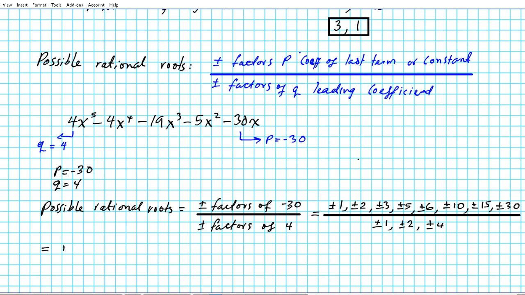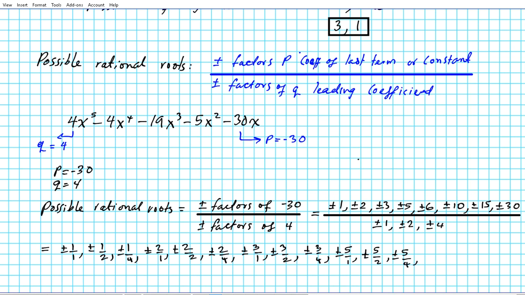So 1 over 1 plus or minus 1 over 1 plus or minus 1 over 2 plus or minus 1 over 4. That's the first combination using the first factor on the top and the 3 on the bottom. And we have plus or minus 2 over 1 plus or minus 2 over 2 plus or minus 2 over 4. That's the next one. And then plus or minus 3 over 1 plus or minus 3 over 2 plus or minus 3 over 4. That's the next one. And then go to 5: plus or minus 5 over 1 plus or minus 5 over 2 plus or minus 5 over 3.